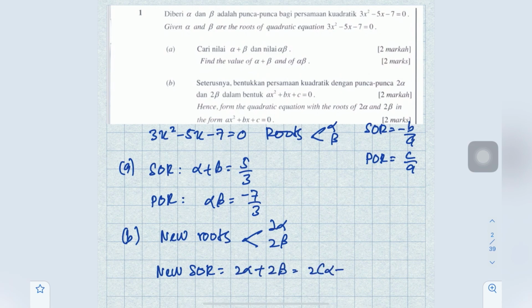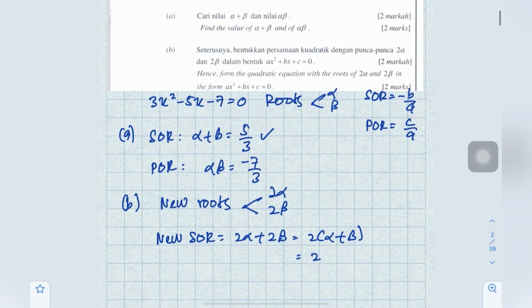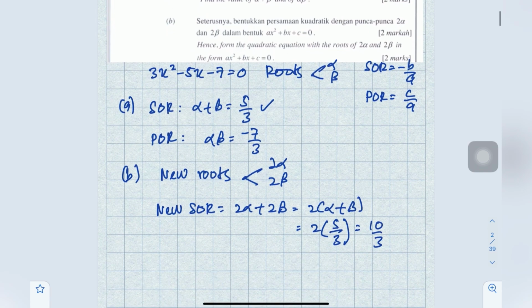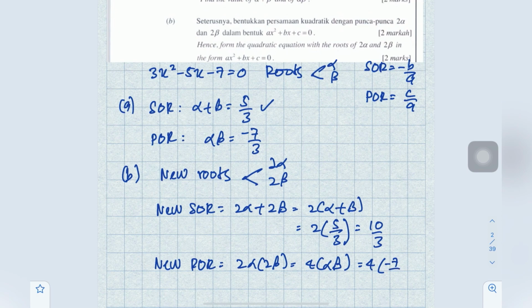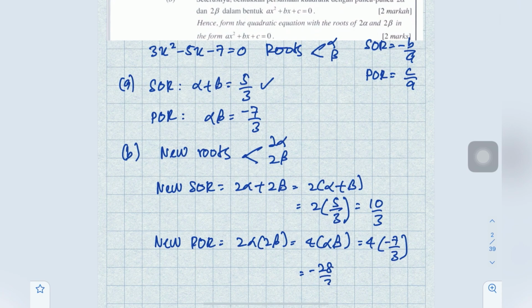Okay, 2 alpha plus beta. Kita factorize. So previously we already have alpha plus beta ni 5 over 3. So masukkan 2 times 5 over 3. So dapatlah 10 over 3. So the new SOR is 10 over 3. Okay, so new POR pula is 2 alpha times 2 beta. So 4 alpha beta. Previously alpha beta is negative 7 over 3. So 4 times negative 7 over 3. Okay, so kita dapat negative 28 over 3.